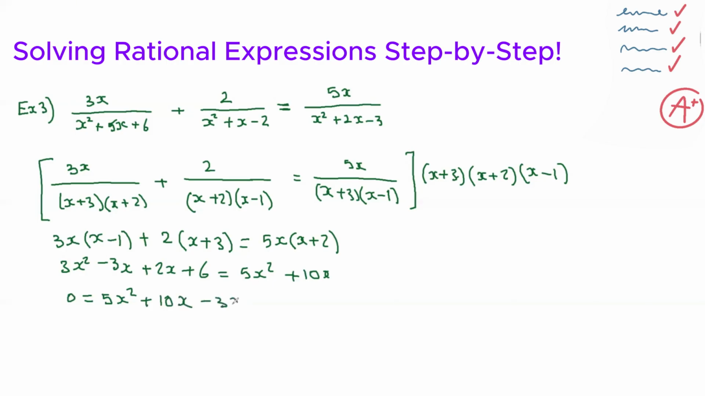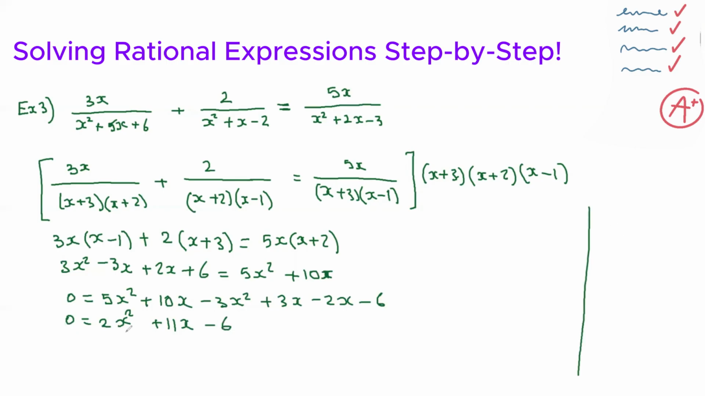So it becomes minus 3x² + 3x - 2x - 6. So everything you move to the other side changes the sign. And therefore 0 equals 5 minus 3 is 2x², like terms. 10 plus 3 is 13, minus 2 is 11. So we'll have plus 11x. And we just have the negative 6.